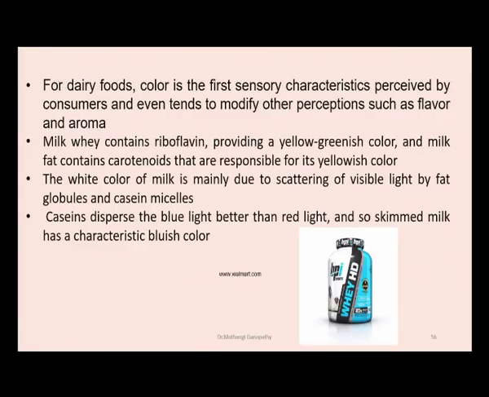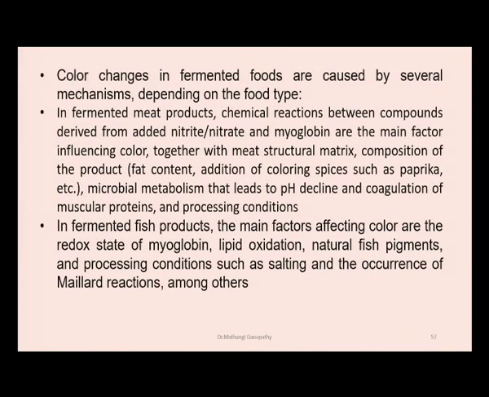The white color of the milk which you see is actually due to the scattering of the visible light by the fat globules and the casein micelles which are present. And these casein micelles actually scatter the blue light better than the red light, and so skimmed milk has a characteristic bluish color which is perceived by the consumers. So, in general, when we talk about the color changes in fermented food, depending upon the food type, this color change can be caused by several mechanisms.